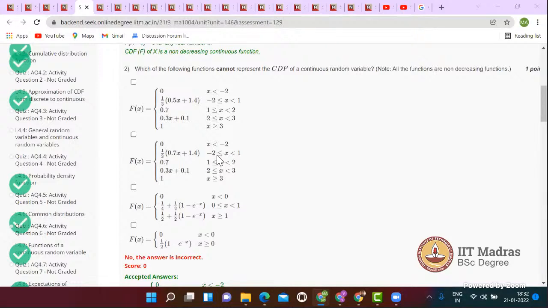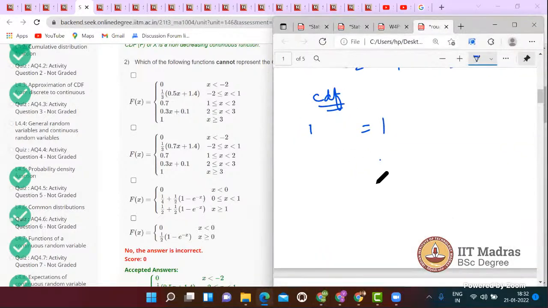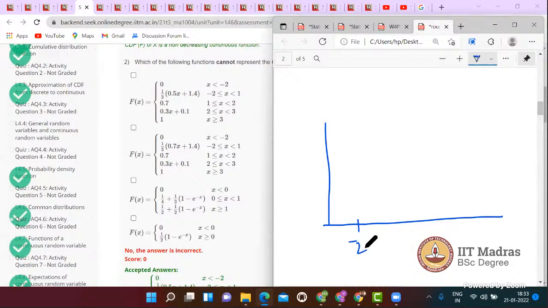If you increase the value, here -2 to 1 is also 0, sir. No. At x equal to 0, it's 1.4 upon 3. Up to -2 it is 0. After that it will increase, like you can plot this. Then it is negative. For -2, right? If it is greater than -2, then it is negative.